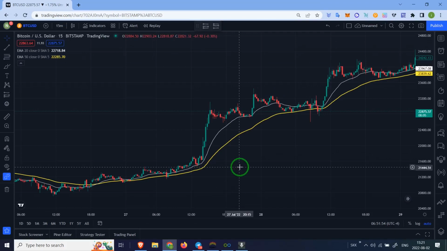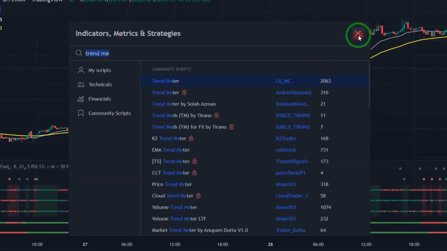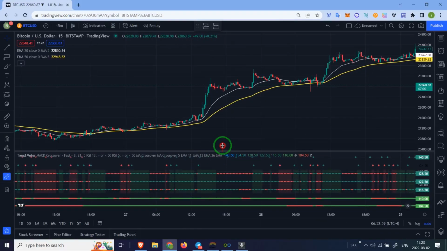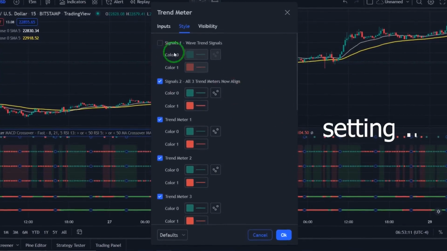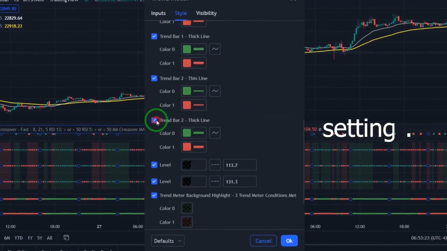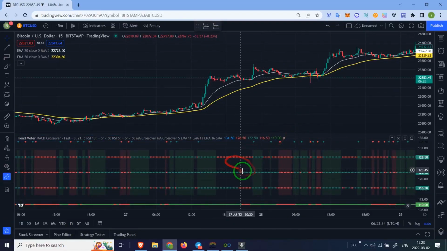But now it's time to add an indicator to the chart that will tell us where to enter a buy or sell trade. In the indicators section, we search for trend meter. We select this one. This indicator will be added to the bottom of your chart. Now we go to its settings and disable this first checkbox. We go down and disable the last two checkboxes. Now everything is ready to trade.